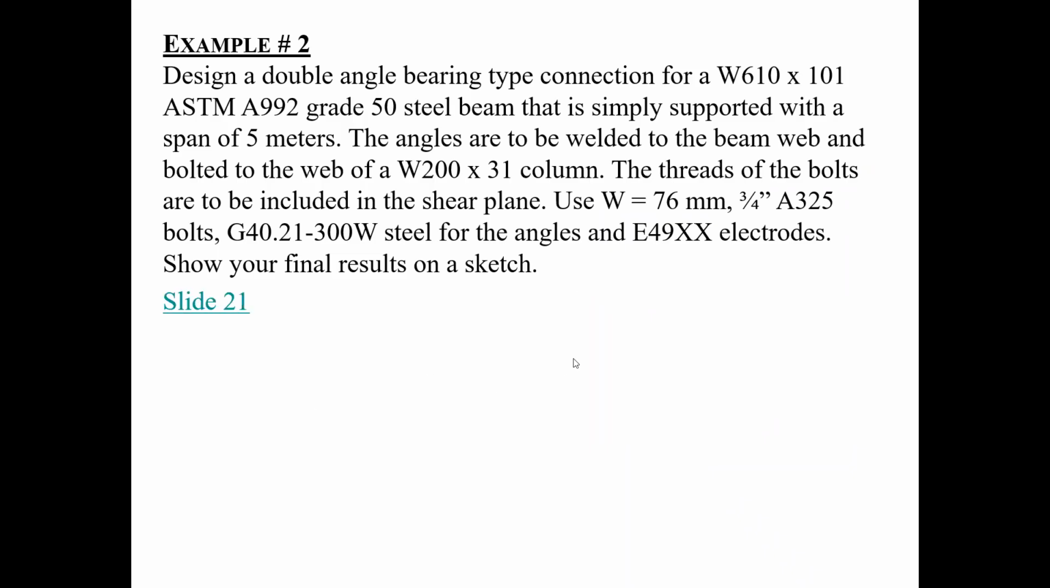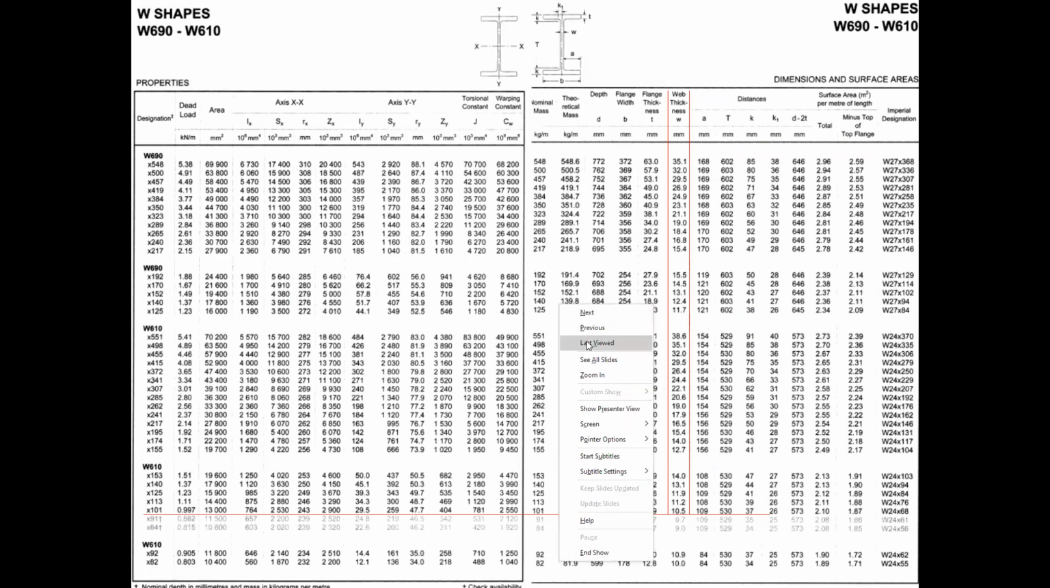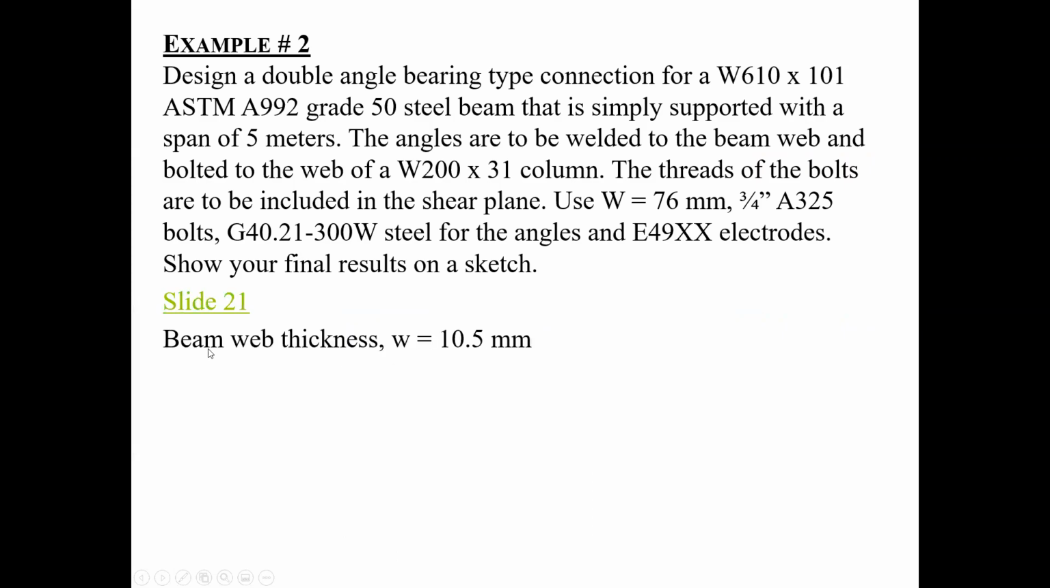So now, again, I'm first going to look at the geometry or the thickness of the materials for this beam, W610 by 101. It's very important that I have the web thickness because that's one of the materials that I have to check. The web thickness is 10.5 millimeters.